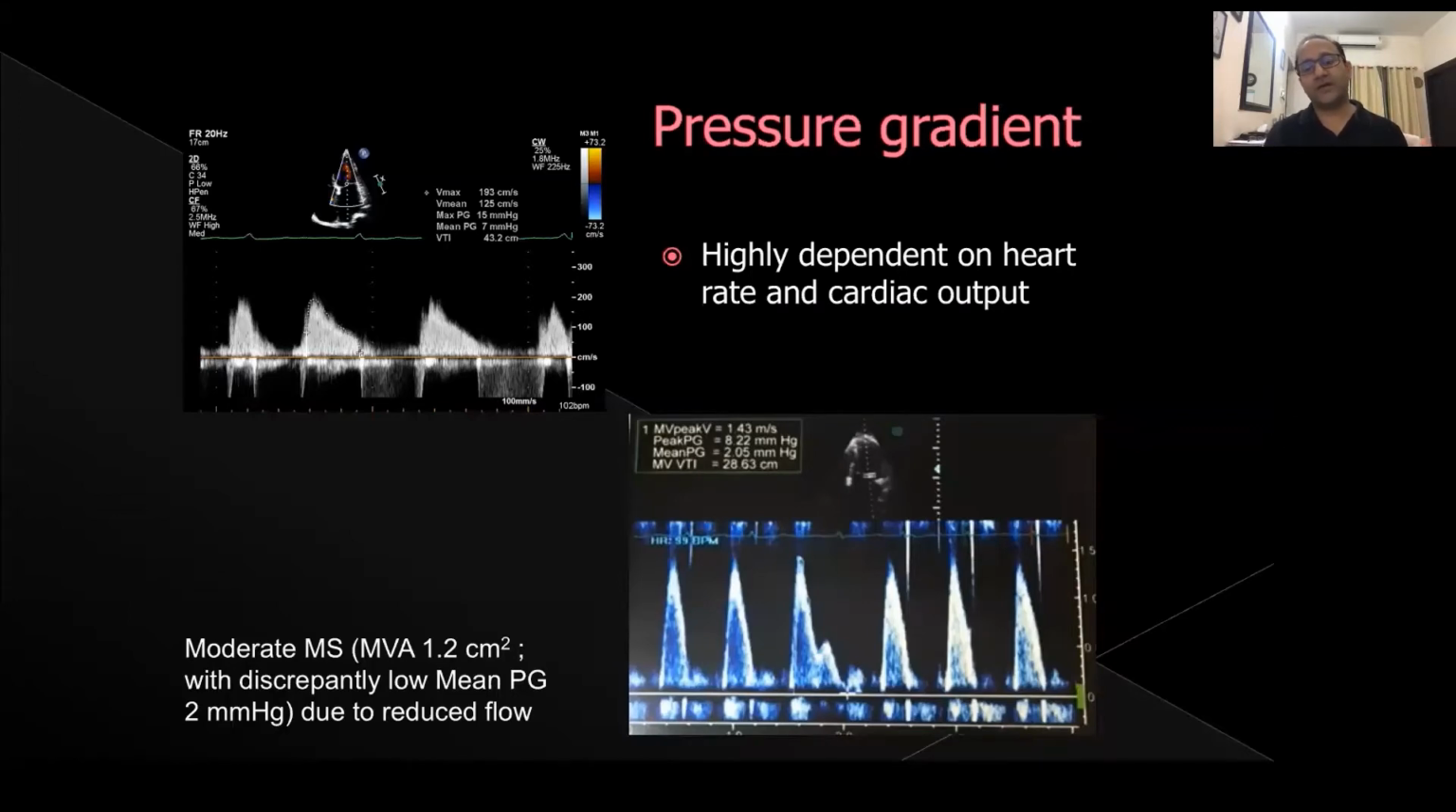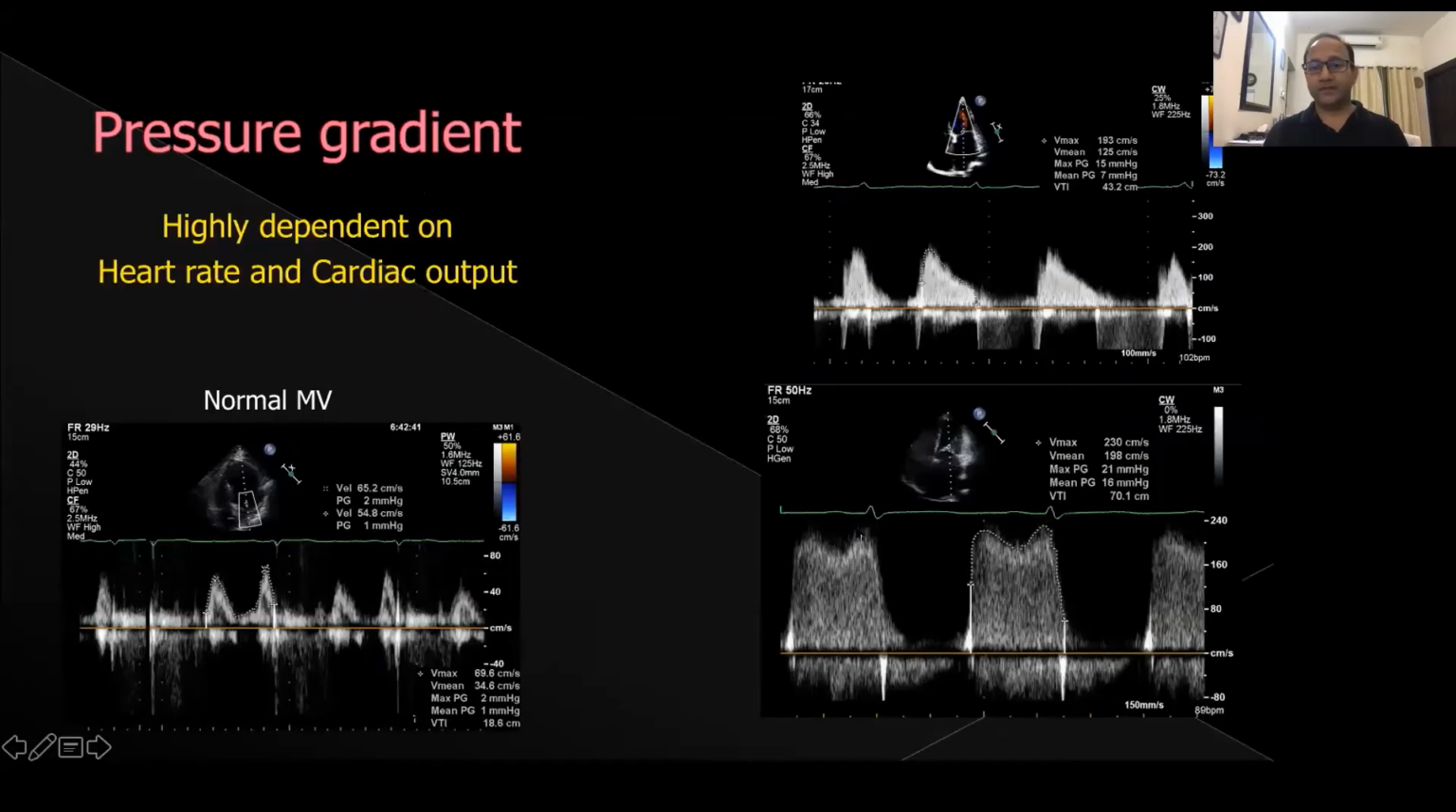If the patient is in fast ventricular rate with AF, or due to say anemia or thyrotoxicosis, pregnancy, the gradients will be high. So it is highly dependent on heart rate and cardiac output. Now this we have already discussed, the pressure gradient is a load dependent entity.